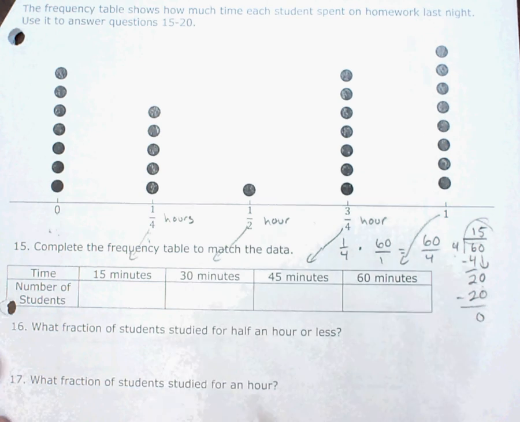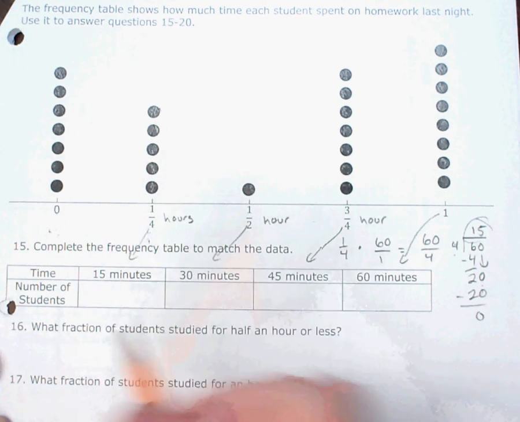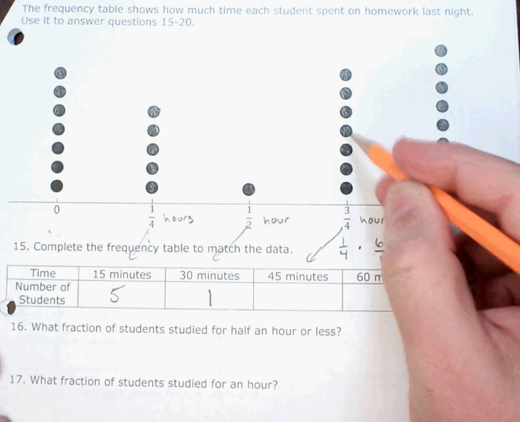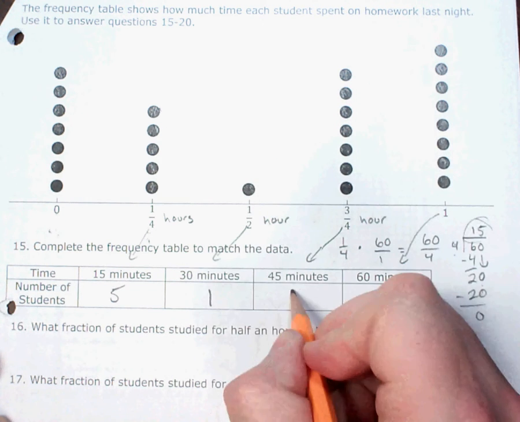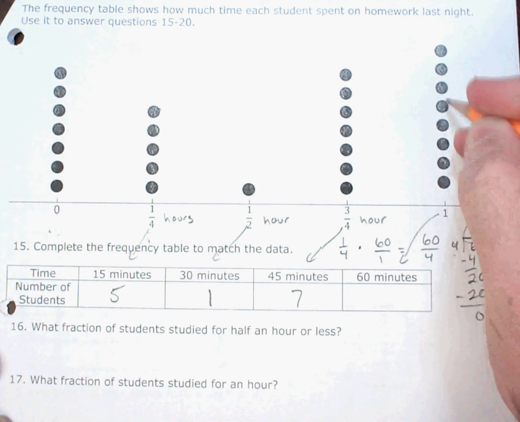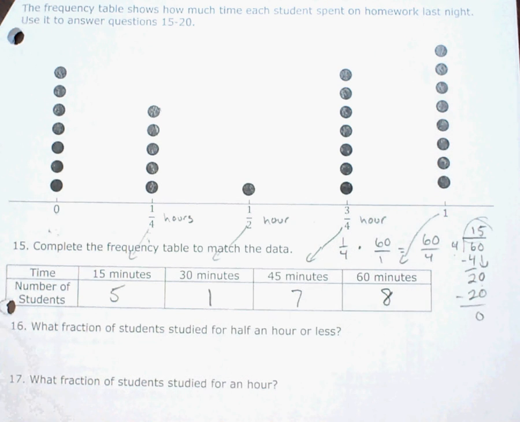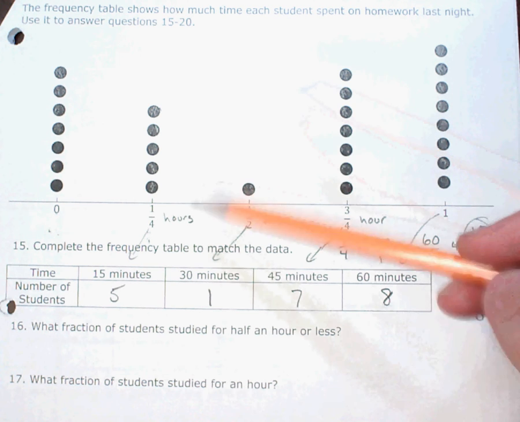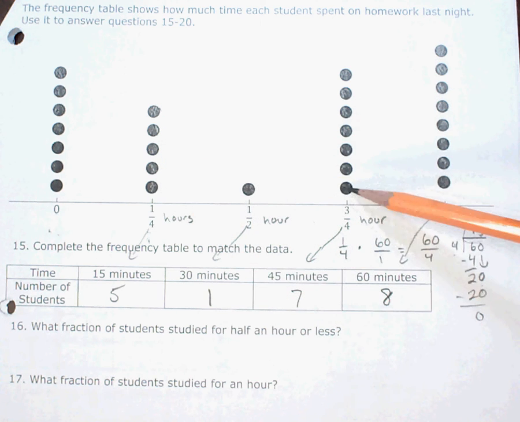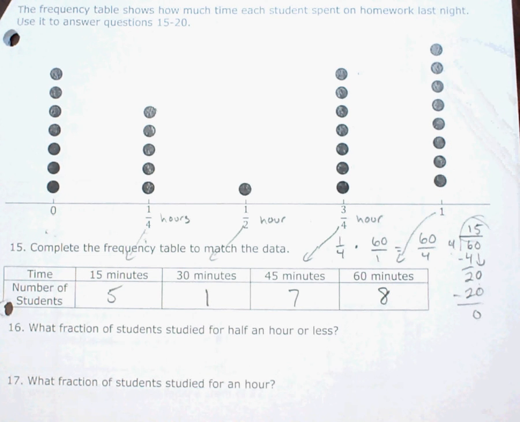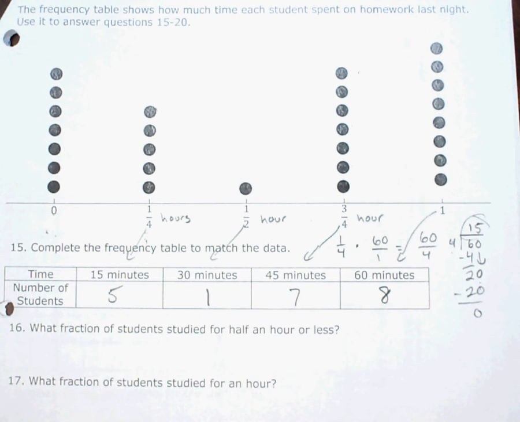So now we're just counting dots. 1, 2, 3, 4, 5. 1, 2, 3, 4, 5, 6, 7. 1, 2, 3, 4, 5, 6, 7, 8. Now, I'm going to be honest with you, counting dots, I always lose my place because I get distracted by things. So it's not a bad idea to go back through and just double count. Just make sure you got it right. 1, 2, 3, 4, 5, 6, 7, 8. Okay, so we're good. So that's our frequency table.